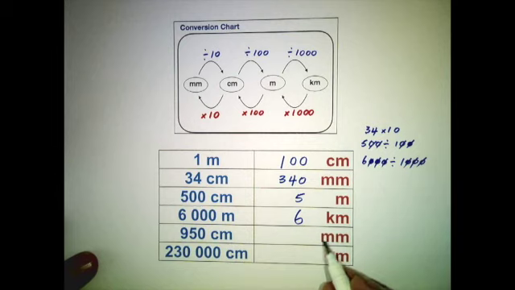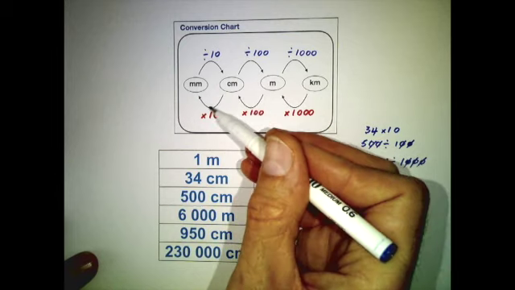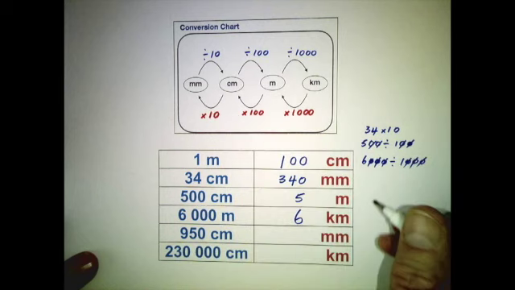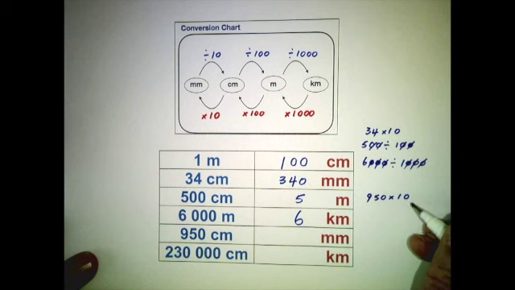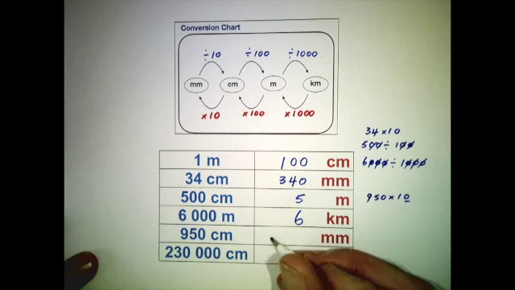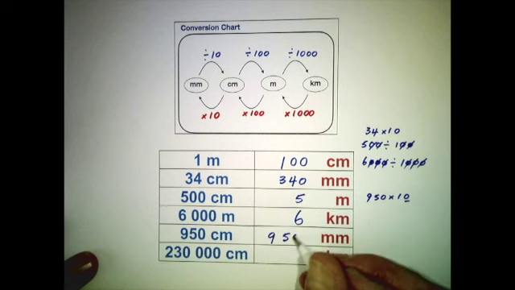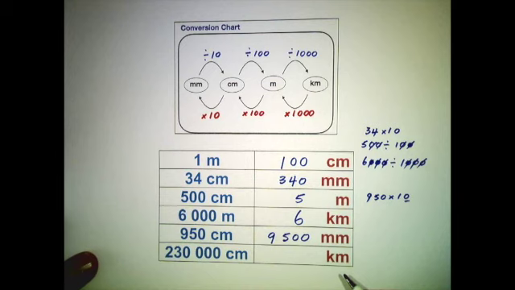950 centimetres to millimetres, according to the chart, would mean to multiply by 10. So 950 multiplied by 10 means we can place an extra 0 at the end. So the answer is 9,500 millimetres.